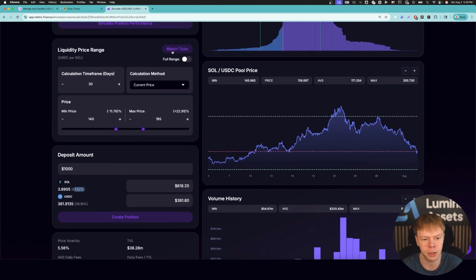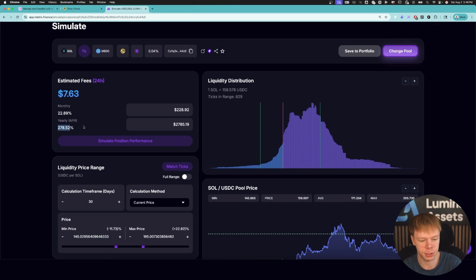And for further accuracy, we hit match ticks. That's going to find the closest tick to our entered price, which is not 140 to the T, but rather 140.029, and then 195.0073. Now, Metrix shows that we're getting a 278% APR here.